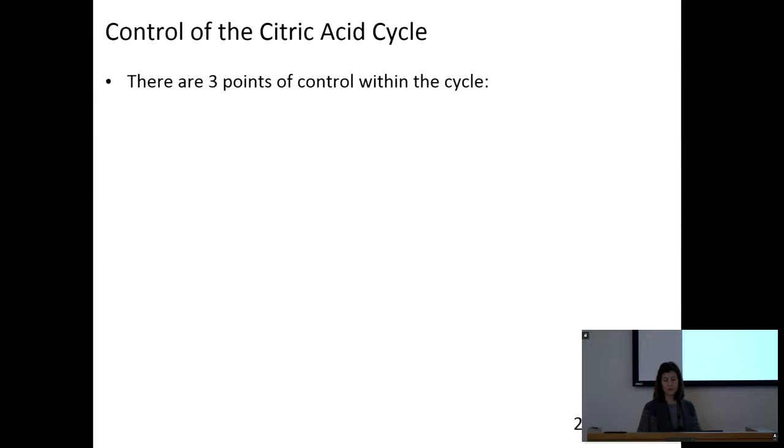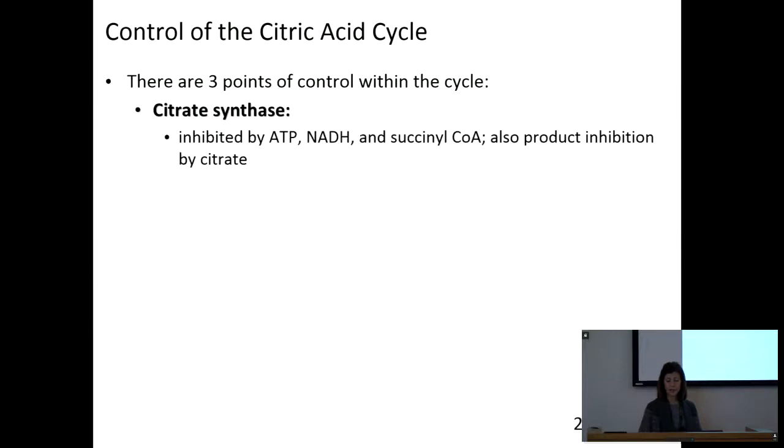Remember, there's 3 points of control within the citric acid cycle. The first step, which is the condensation of oxaloacetate with our acetyl-CoA, is inhibited by ATP and NADH, and a downstream molecule, acetyl-CoA. I guess I didn't mention it before, but it's also product inhibited by its citrate. So if a lot of citrate's built up, it's not going to go forward.